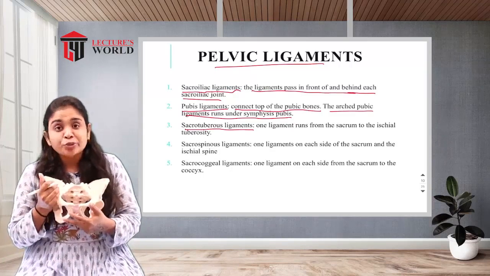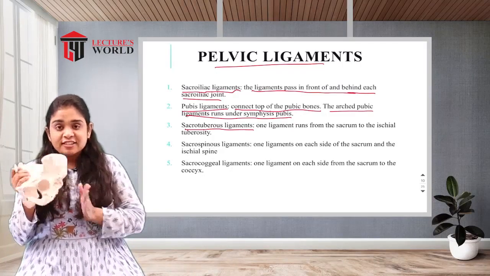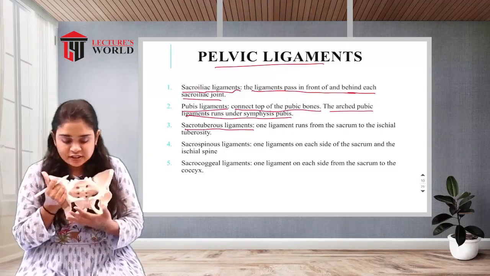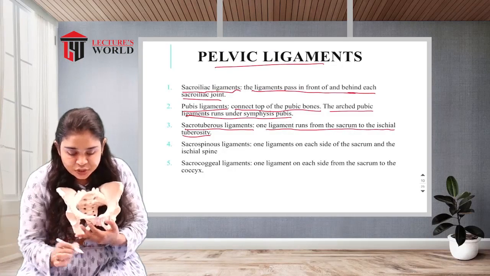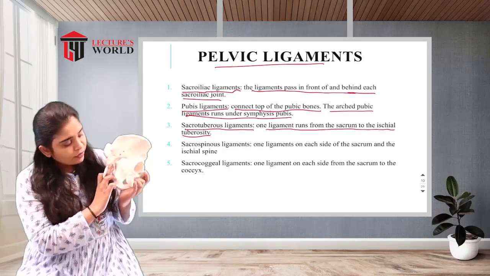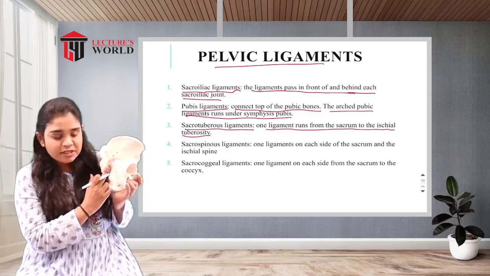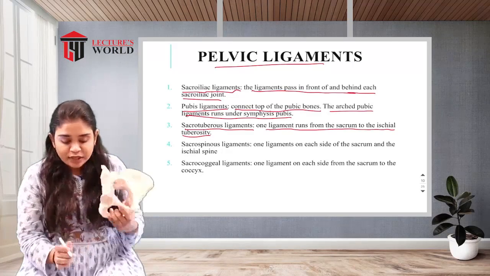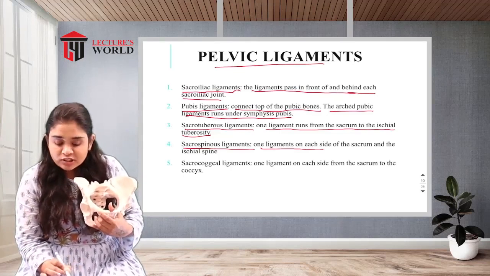Then after that the sacrotuberous ligament. So this is the sacral tuberosity, right? So tuberosity and the sacrum. So here also one ligament is present. One ligament runs from the sacrum to the ischial tuberosity. So from the sacrum the ligament will be starting, and it will be covering the ischial tuberosity.